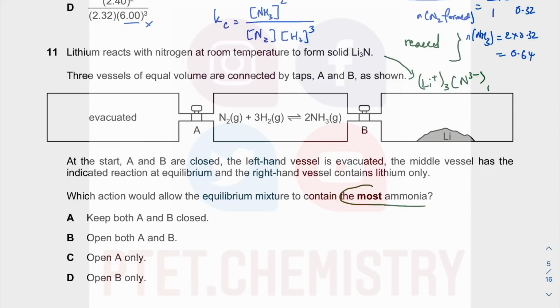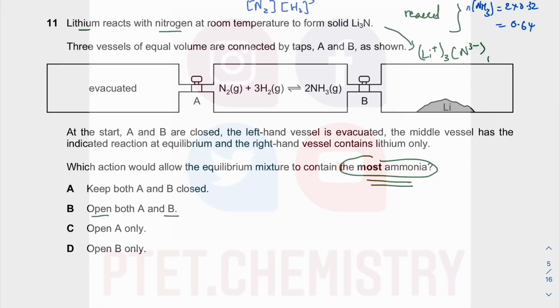The most ammonia. So lithium can react with nitrogen to give you Li3N. If you open up this valve, then the nitrogen can react with lithium. That means you will have nitrogen forming something else apart from forming ammonia. It will compete with this reaction, so it will not give you more ammonia. It will give you less ammonia because some of the nitrogen reacts to form lithium nitride, Li3N. So you don't want B to be open if you want more ammonia, because you want this reaction. You don't want the other side reaction. So keep B closed, all right?